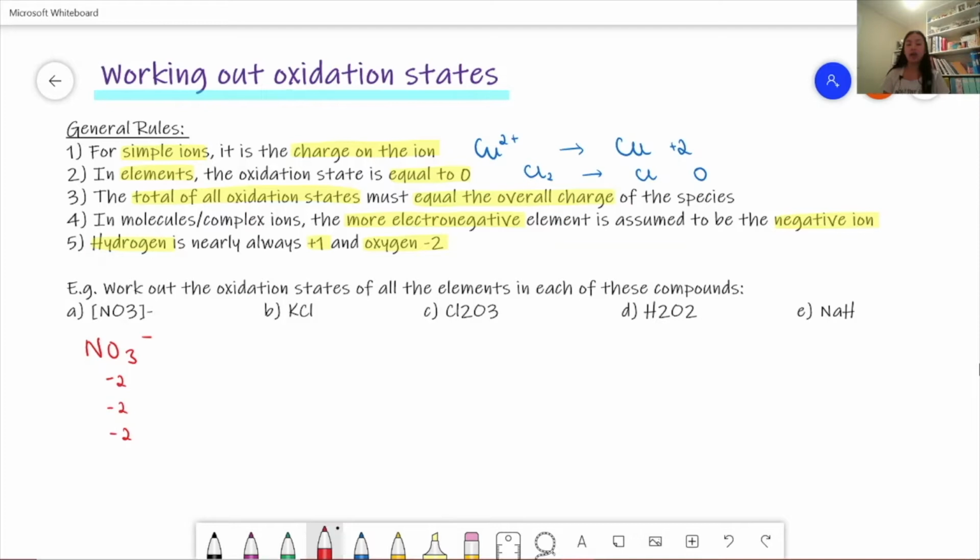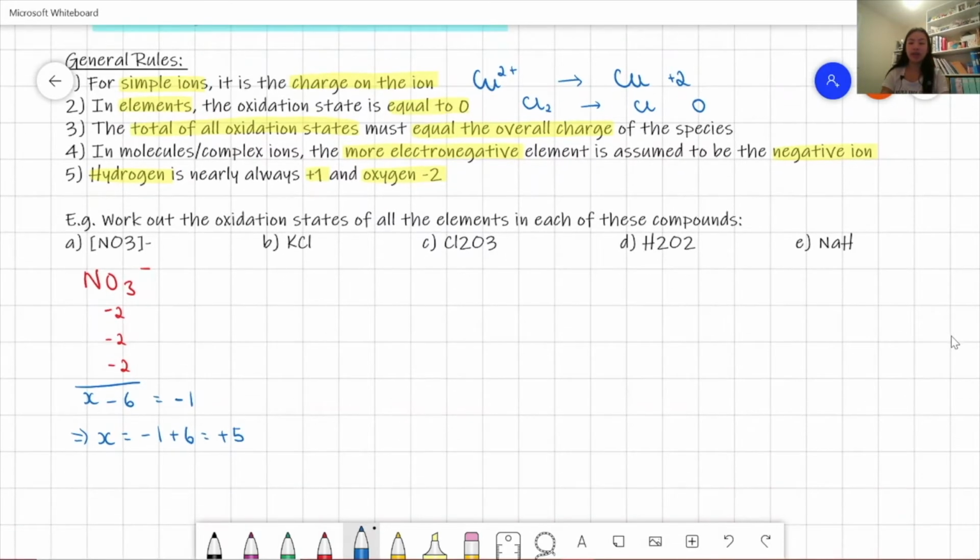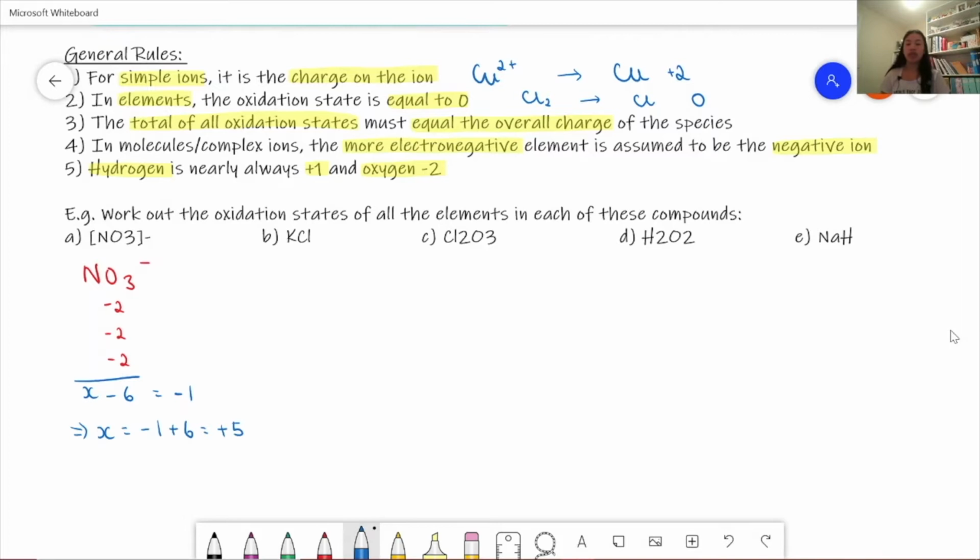And because the overall charge is -1, we need to make the overall charge of this species equal to -1. So if I call the oxidation number of nitrogen X, we have X and then -6, and then this has to equal -1. And so rearranging this, we get X equals -1 plus 6, which is +5. And so we have that the oxidation number of nitrogen is +5, and then the oxidation number of oxygen is -2.